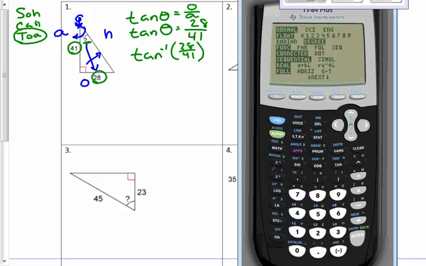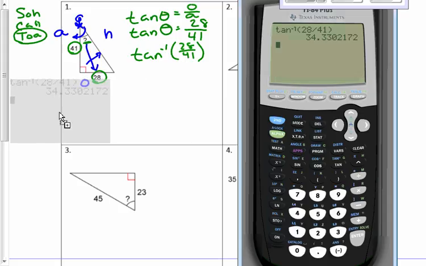So we hit mode, we go down, we see radians not highlighted, it's highlighted on degrees, so we're all set to get going. So tangent, we're taking the inverse, so we're going to hit the second tangent button to give us the inverse, and then put in 28 over 41. Close parentheses and enter. So we get 34.33 is our answer here.